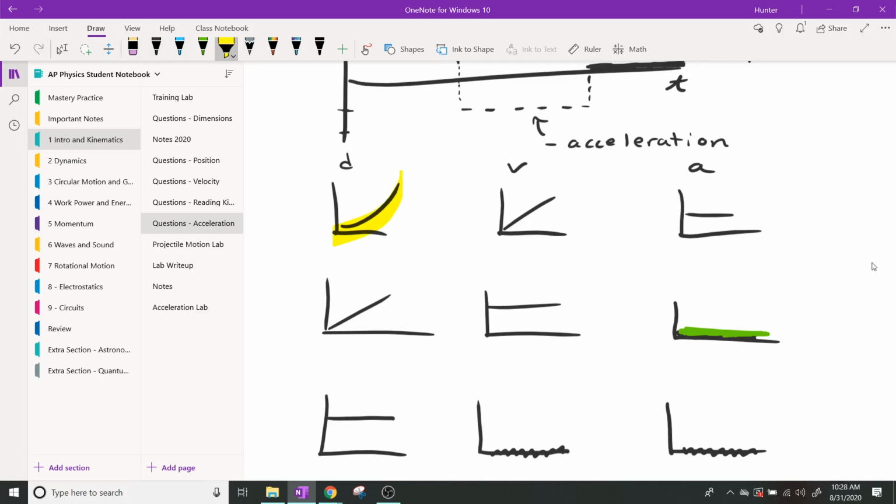Velocities can be either curved or they can take this diagonal, not curved. They can be flat, and velocities can also be zero. Okay. If a velocity is zero, then one of two things is actually happening. You are either not moving, or you're at the turning point.